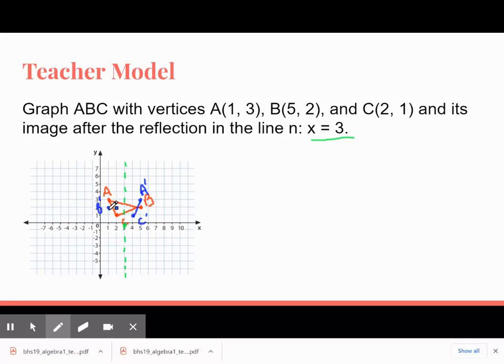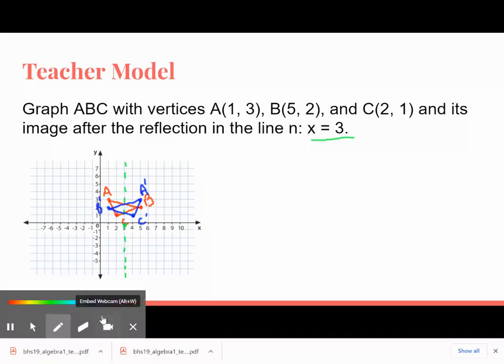And then when you're done, you have your line of reflection. Now, what this line of reflection means is if you were to physically fold your paper along the line of reflection, A and A prime would be directly on top of each other, B and B prime, C and C prime. Everything would be touching directly on top of each other, on the exact same spot.